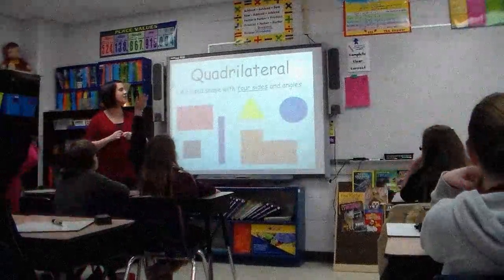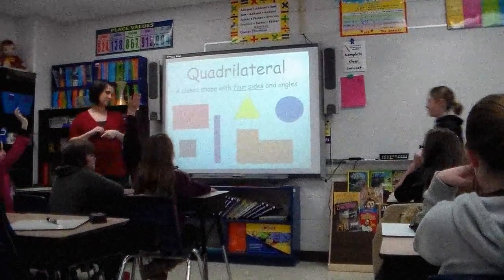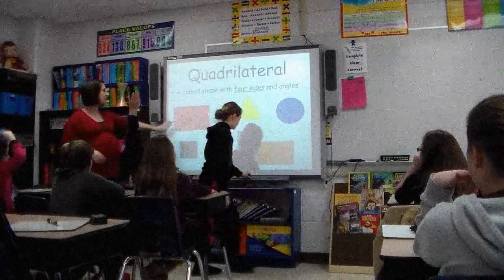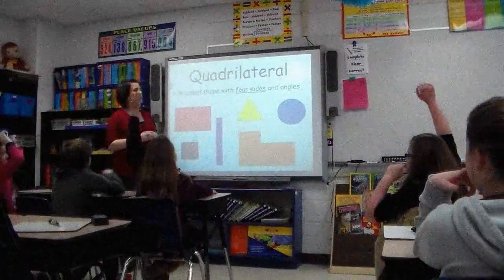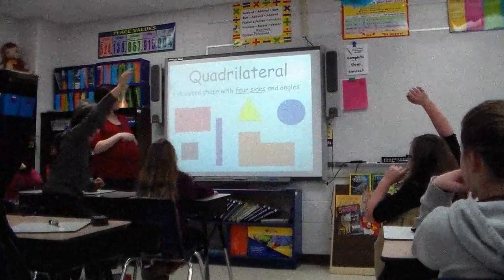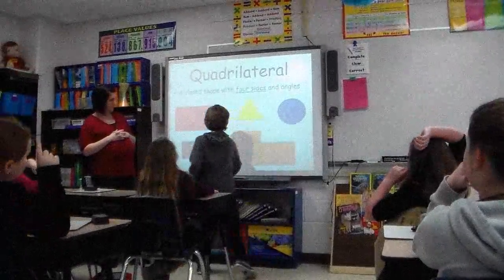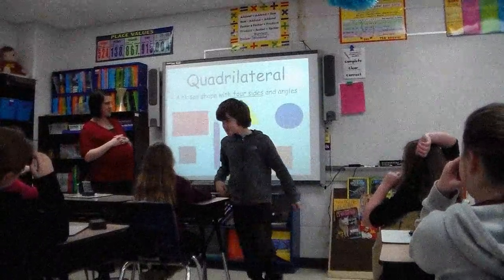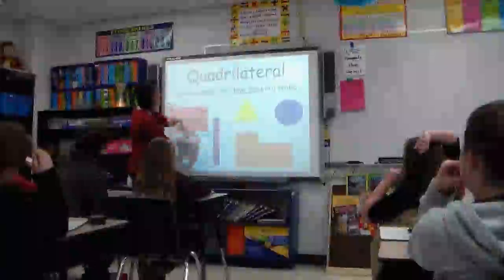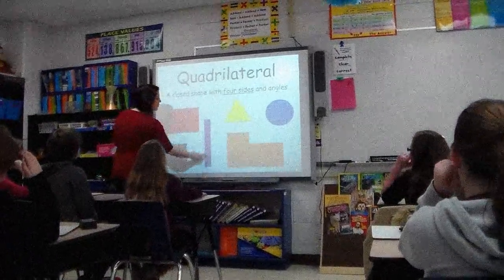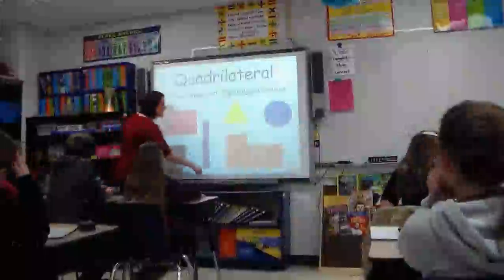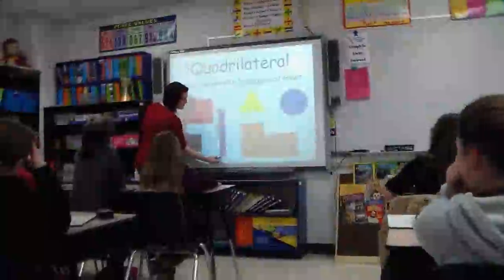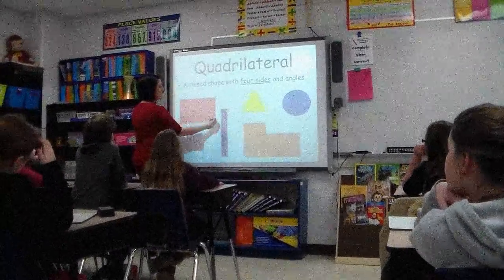Sydney, come put a check mark on another quadrilateral. 4 sides, 4 angles. Very good. This rectangle is a quadrilateral. Anybody see any more? Zach? Quadrilateral. Awesome. That tall, skinny rectangle is a quadrilateral. Has 1, 2, 3, 4 sides. And when I say 4 angles, those are where the 2 sides meet. 4 angles there. 4 angles here.